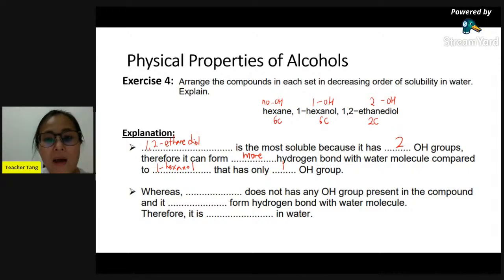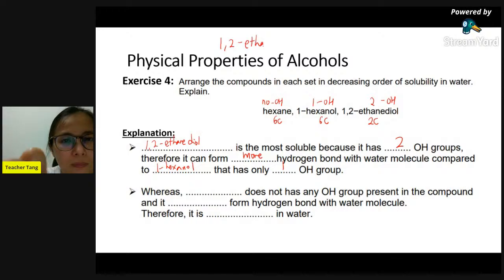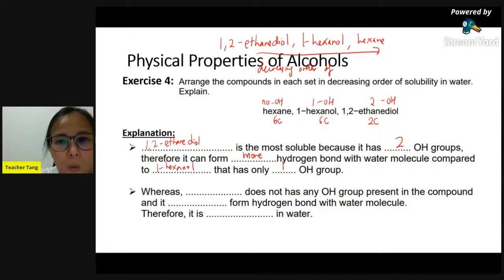Oh, I haven't arranged yet. So how to arrange? 1,2-ethanediol is the most soluble because it has 2 hydroxyl group, followed by 1-hexanol, only 1 hydroxyl group, and then hexane, no hydroxyl group. So this is the decreasing order of solubility in water.